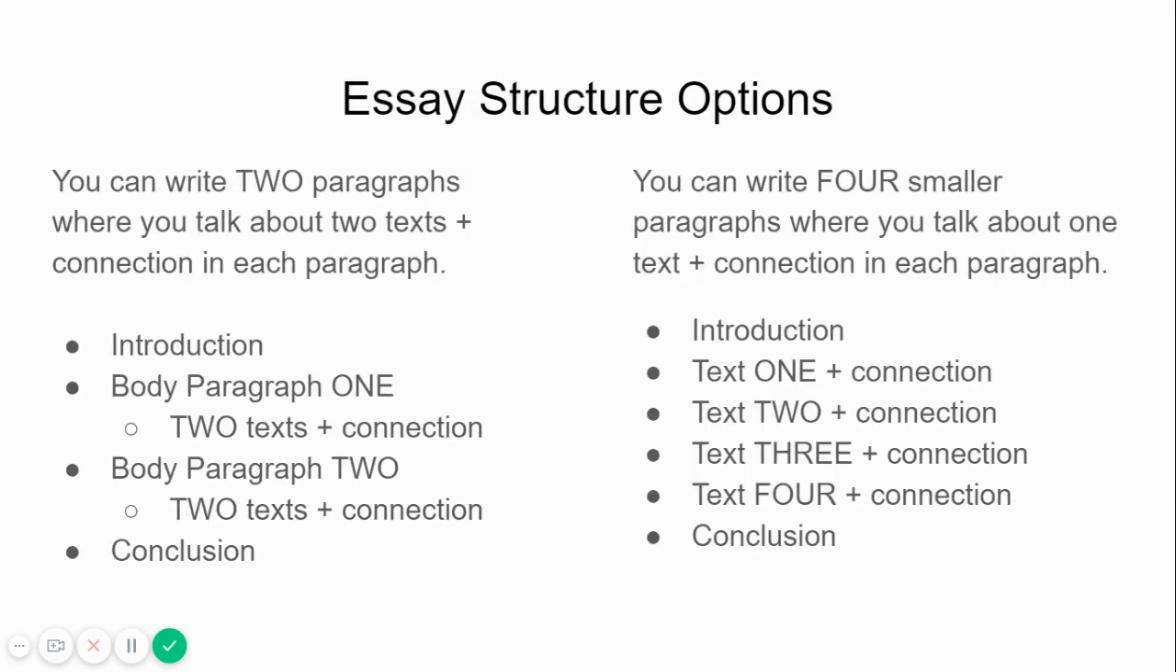So your essay structure options would look like this. You would have your 4 paragraphs in total if you chose to write about 2 texts in each paragraph, or you'd have 6 in total with 1 text for each paragraph and the connection between those texts discussed in each of your 4 paragraphs.